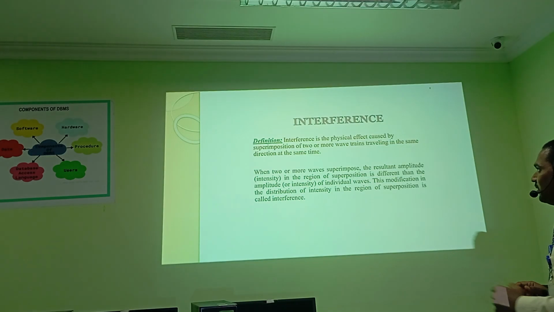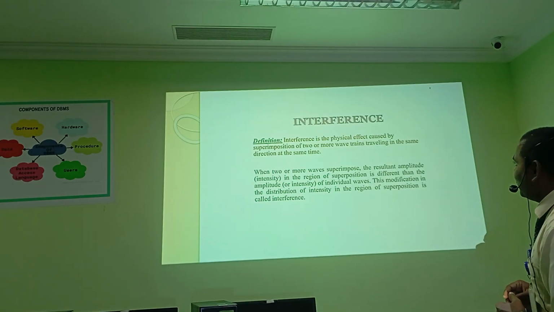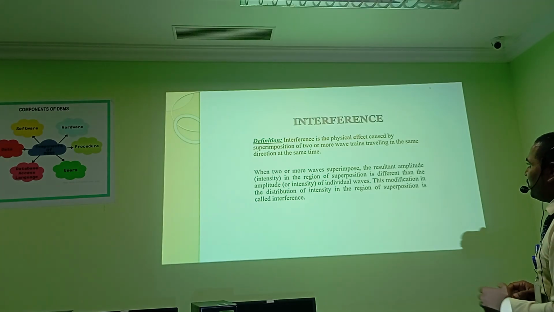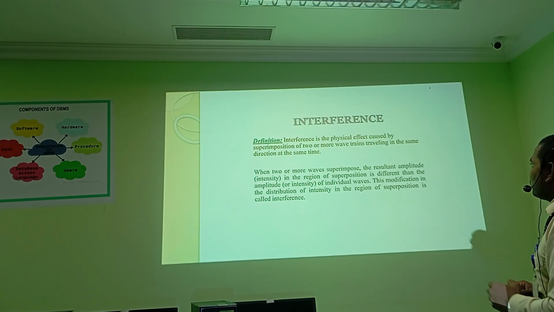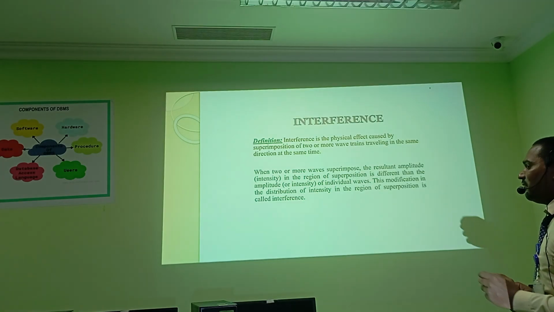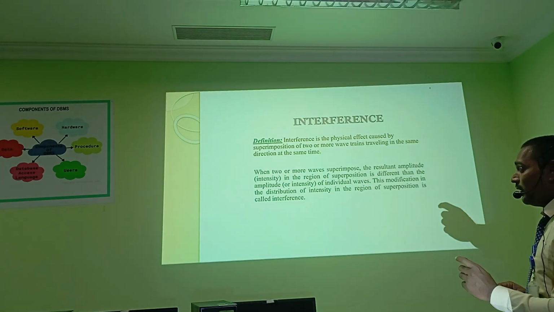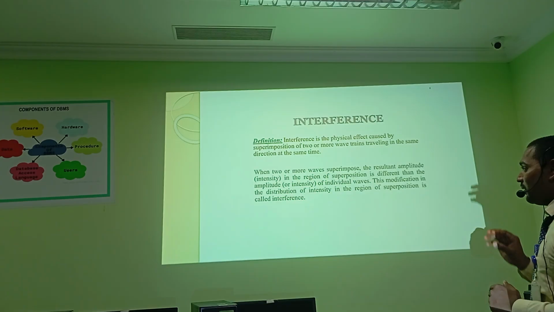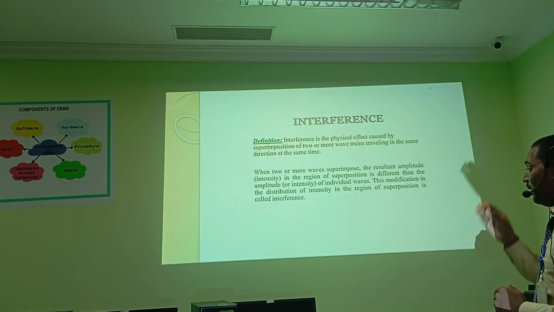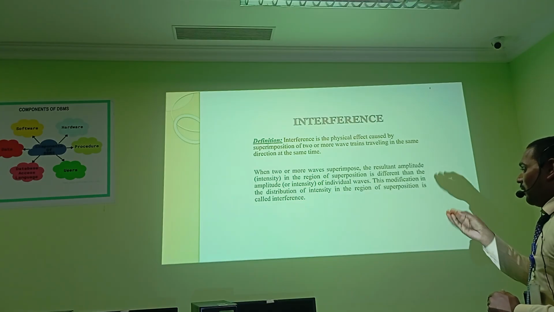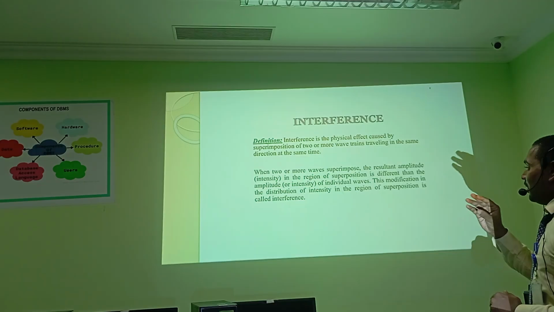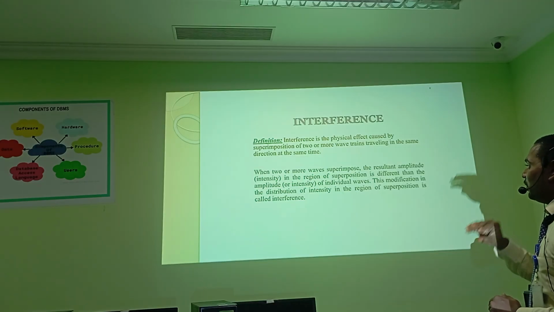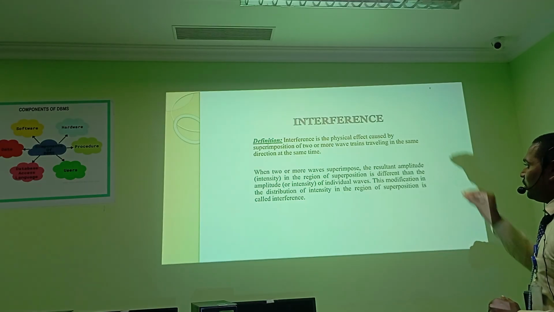What is interference? Interference is a physical effect caused by the superposition of two or more wave trains traveling in the same direction at the same time. Whenever light rays pass through one point as parallel rays, with equal amplitude and equal intensity, they pass through that one point.